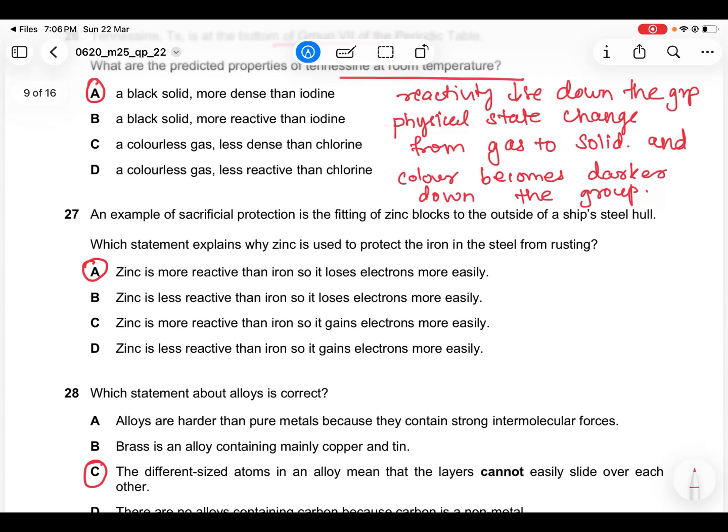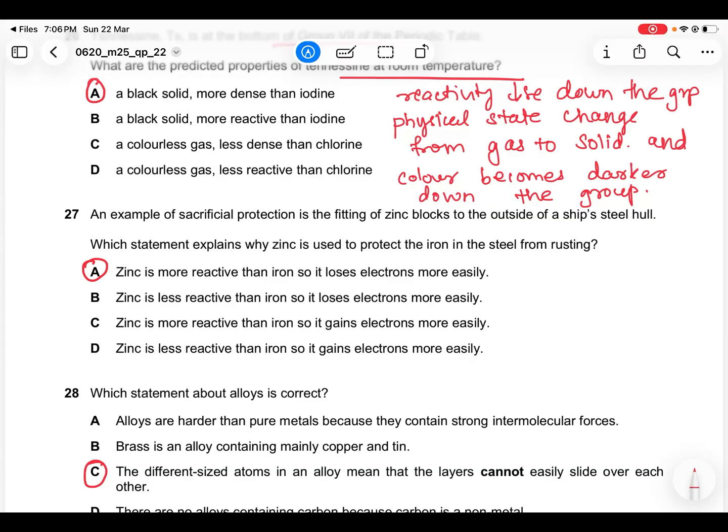An example of sacrificial protection is the fitting of zinc blocks to the outside of a ship's steel hull. Which statement explains why zinc is used to protect the iron in the steel from rusting? Zinc is more reactive than iron, so it loses electrons more readily, which is correct.